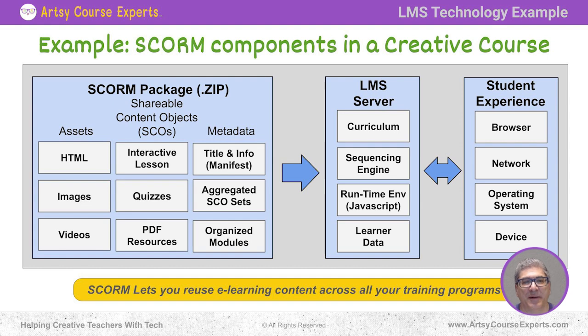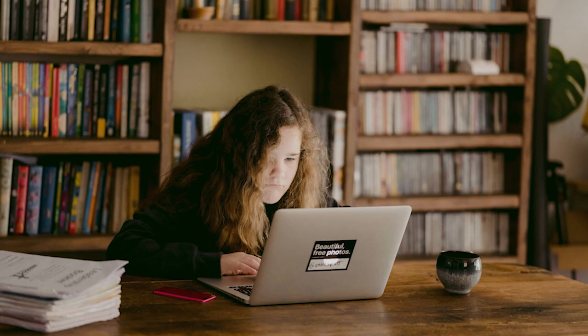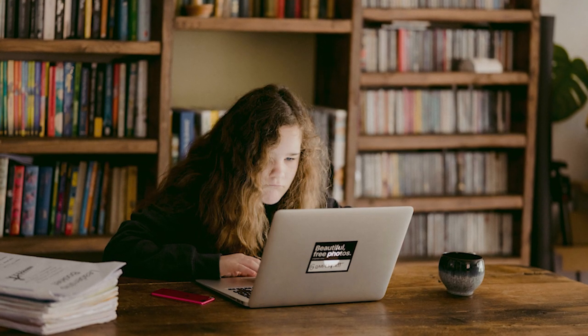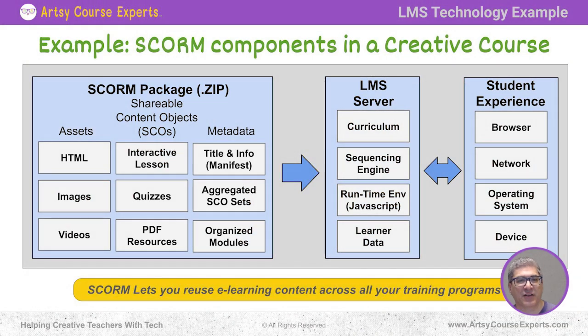Now let's check out an example of using SCORM in a creative course. Once you have all your assets and every part of the course, that goes in a zip file. That's a compressed file that has all the different things. It has all the assets. So it might include HTML, it might have images or videos and text and all those kinds of things. Those all go into this one zip file that has all the assets that are later reused by all the different lesson parts.